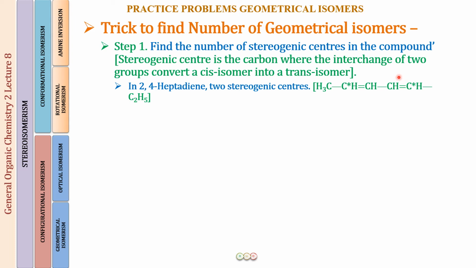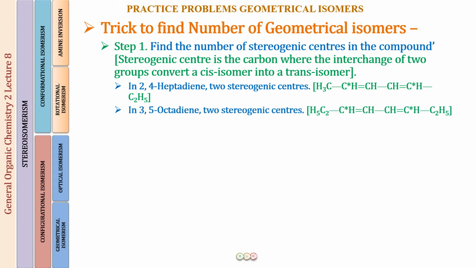So this is stereogenic center number 2, where we can interchange the position of the two groups to convert a cis into a trans. I hope this is clear. And therefore, when you have two stereogenic centers, what did you do? A cis and a trans for this and a cis and a trans for this, and the combination gave you 4 geometrical isomers, right?